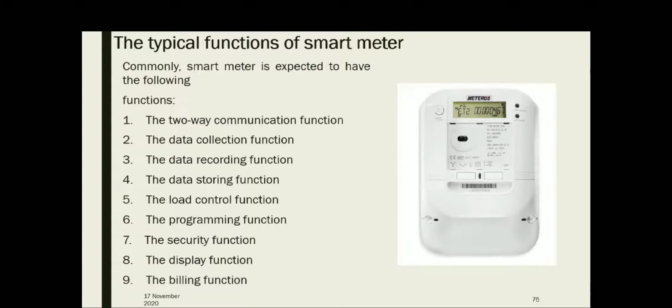So the typical functions of a smart meter can be listed as follows. First one is a two-way communication function, then a data collection function, a data recording function, a data storing function, then a load control function. They can even switch off or switch on the load as a part of load demand side management. Then the programming function, security function, display function, and finally the billing function. So these are the typical functions that are performed by a smart meter.